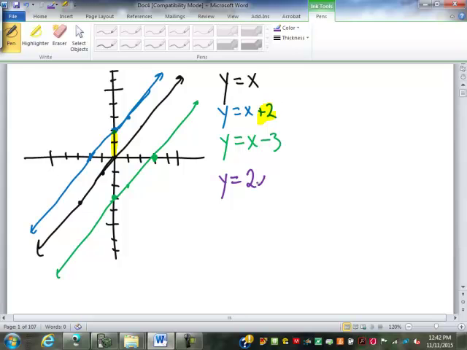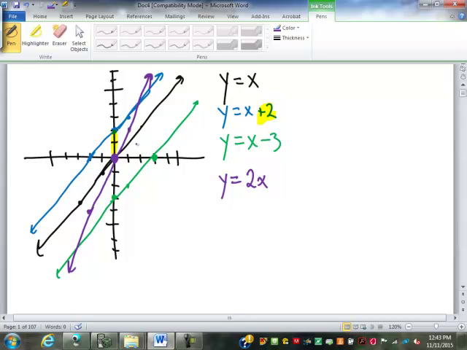How about this? Y equals 2x. We're multiplying x. Well, if x is 0, what's y? 0. 2 times 0 is 0, right? So we're back to going through the center, through the origin again. If x is negative 2, what's y? What's 2 times negative 2? Negative 4. So negative 2, negative 4 right there. If x is 1, what's y? 2, right? 2 times 1 is 2. So you get that. So this line, it's back to going through the origin, through the center.